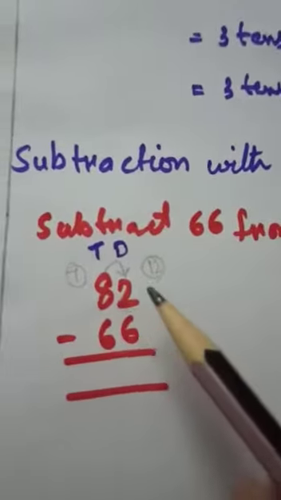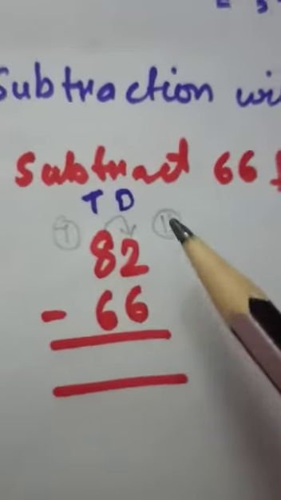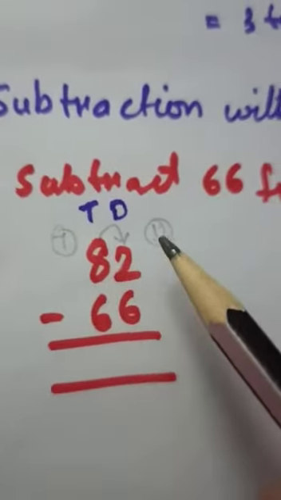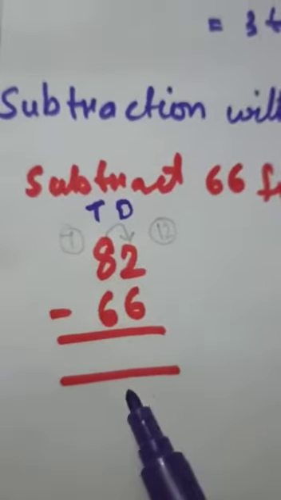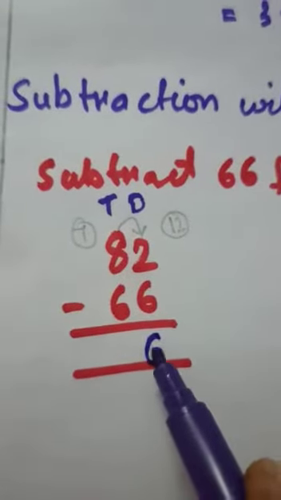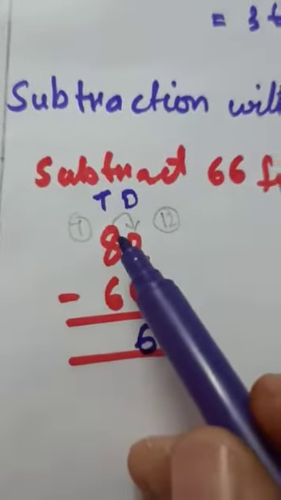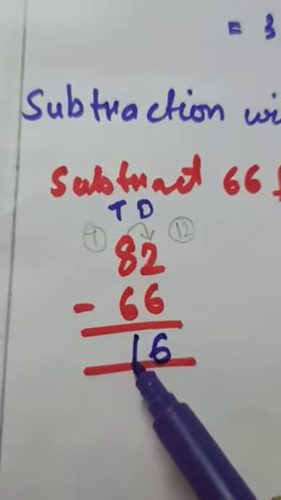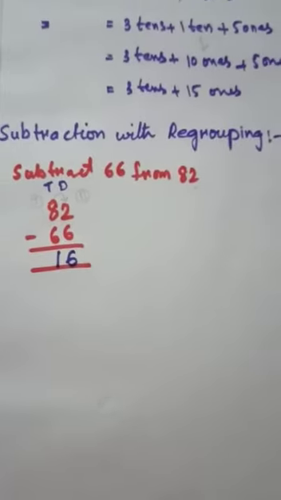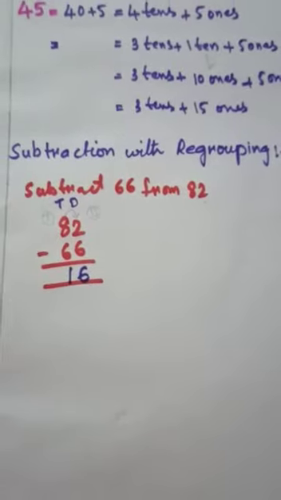Now we have to subtract. Now we can subtract 6 from 12 easily. If we subtract 6 from 12, we'll get 6. Now if we subtract 6 from 7, we'll get 16. Sorry, 7 minus 6 gives 1, so the answer is 16. So this is subtraction with regrouping.